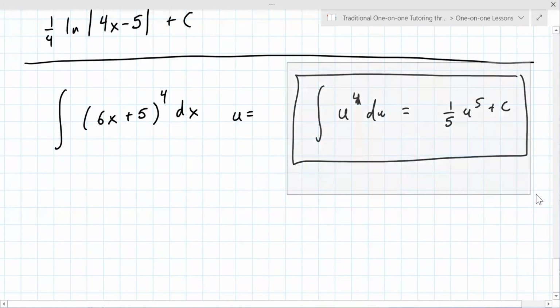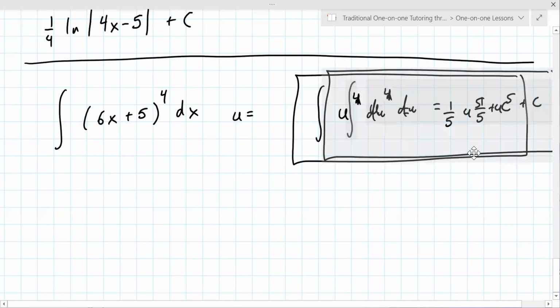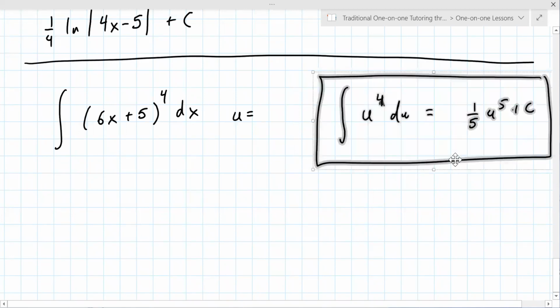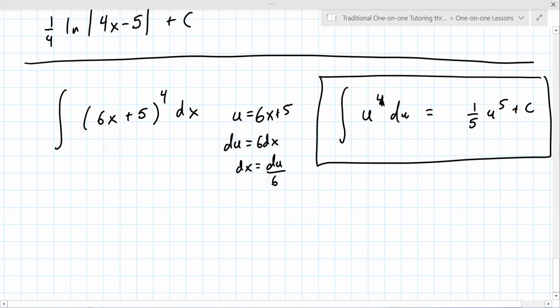u is going to be 6x plus 5. And the derivative is going to be du equals 6 dx. So dx equals du over 6. Right, so this is integral u to the 4th du over 6, or 1/6 integral u to the 4th du.